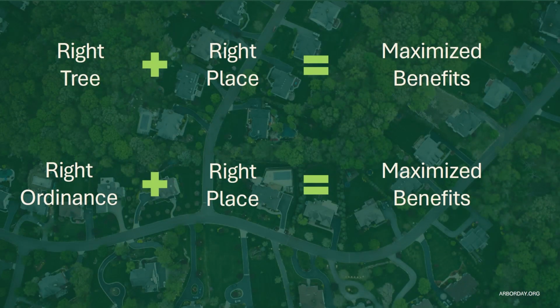The whole purpose of this is right tree, right place. I love in the tree guide also the right purpose is fantastic. And this idea of right tree, right place, right ordinance, right place are both so that we're maximizing the benefits of our urban forests and the dollars that we're putting in.